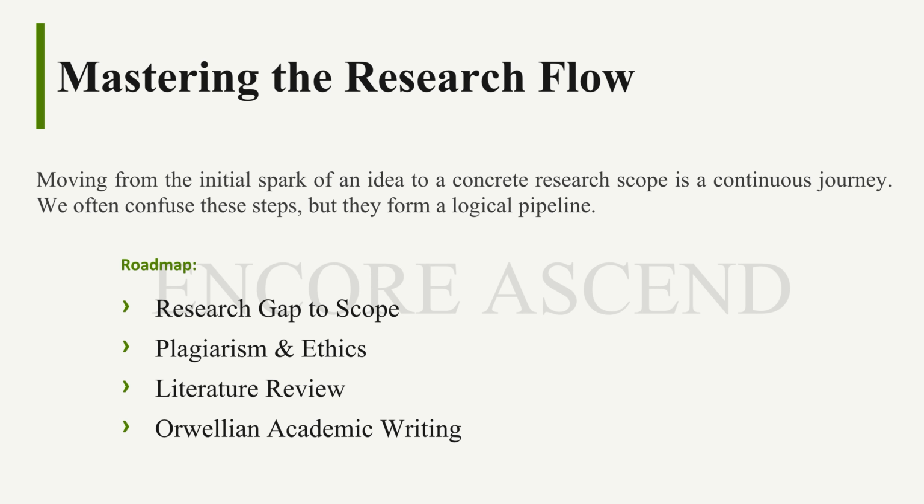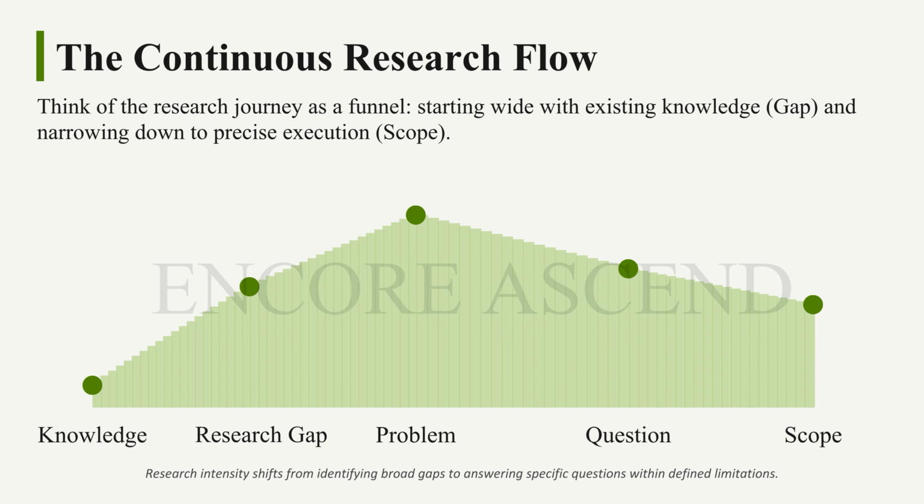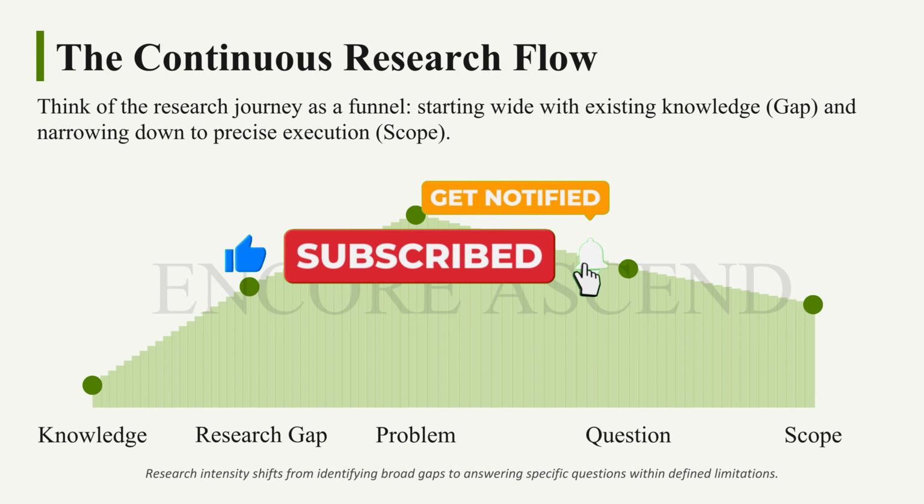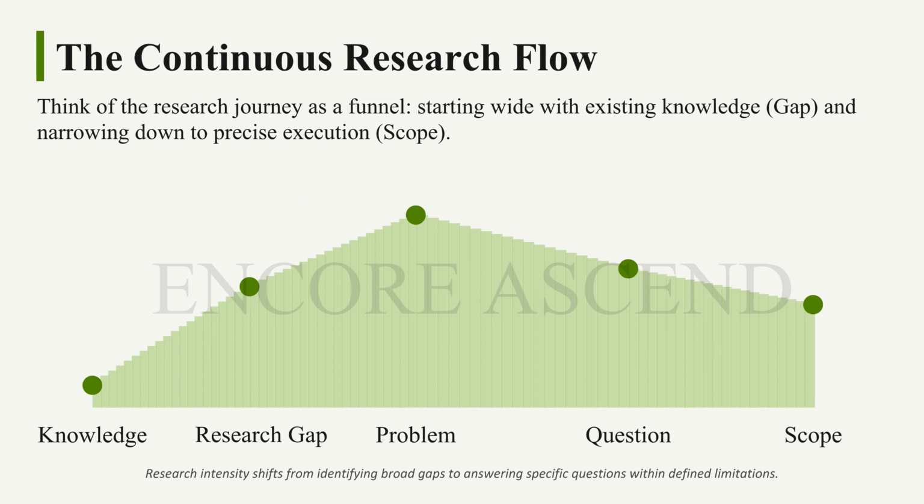Let's get started. Let's begin with a concept that many students get wrong in examinations. Students often treat research gap, research problem, research question, and scope as 4 separate definitions that need to be memorized. In reality, they are part of a single research process. Each stage naturally leads to the next. Think of it as a chain.